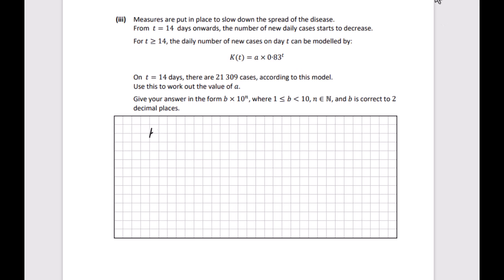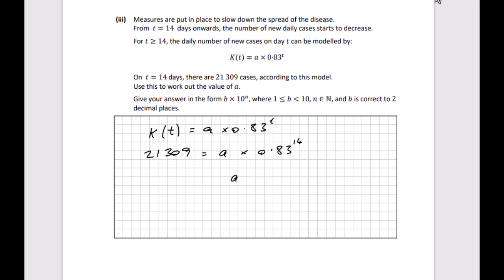Okay, so our formula is k of t is equal to a times 0.83 to the power of t. So k of t then is going to be 21,309. We want to work out what a is when t is 14. We've got to put 14 there instead of t.